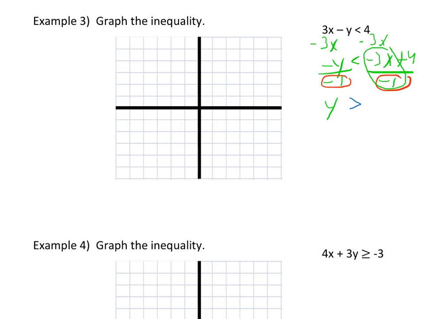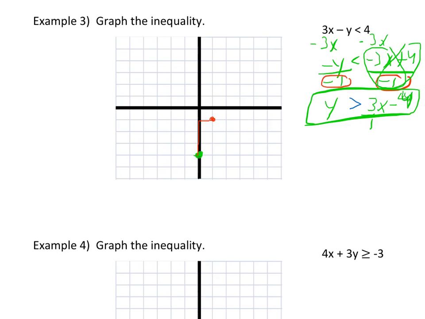This is one fraction we have to write, so negative 3 over negative 1 is a positive 3x. The other one has to also be done, so 4 divided by negative 1 makes it negative 4. This is what we graph. So the y-intercept, that's a messy 4, sorry about that. The y-intercept is negative 4, 1, 2, 3, 4. Our slope is 3 over 1, so we will go up 3, 1, 2, 3 over 1.